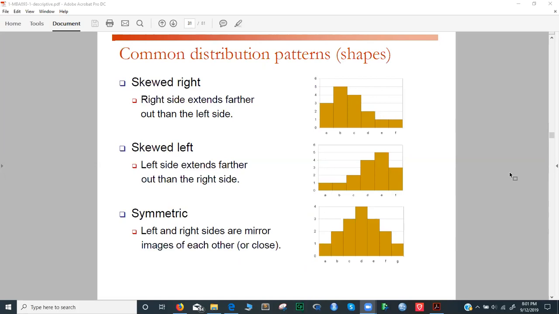Okay, you've probably seen this from doing the exercise this week: skewed right, skewed left, symmetric. Symmetric here means it's symmetric from the center, and anybody who has done any normal curve analysis can see that this represents a normal pattern. When I say normal, I mean normal or a Gaussian curve.